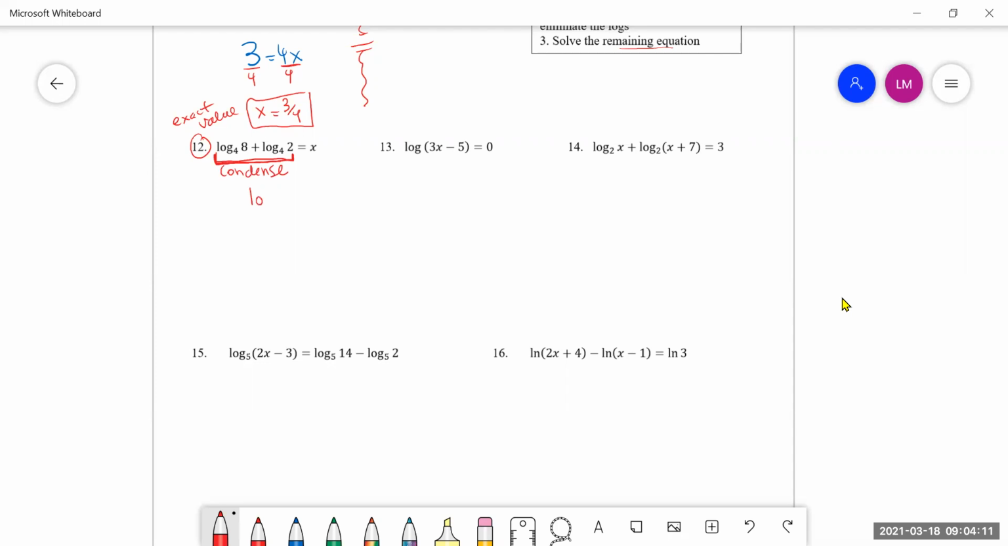So this is going to become log base 4. I have an 8 plus a 2. So a plus is a multiplication. So it becomes an 8 times a 2 equals x. It becomes a multiplication. So let's go ahead and keep on simplifying because this becomes log base 4 of 16 equals x.